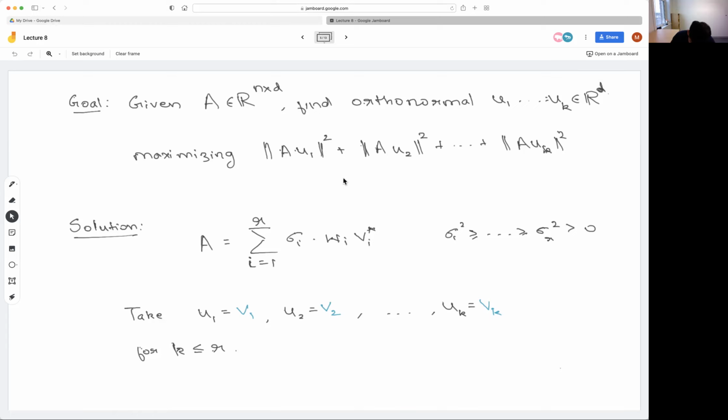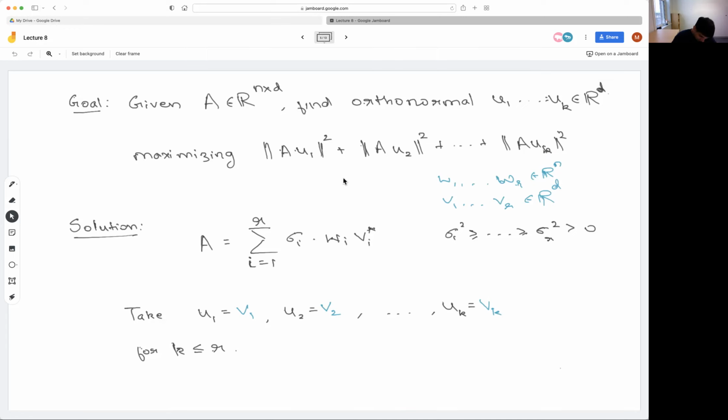So here v1 to vr are in R^d, w1 to wr are in R^n, and yeah, so we want points in R^d. v1 to vr is the set we should look at, and actually it turns out that you can just pick the first k of them, and that suffices.